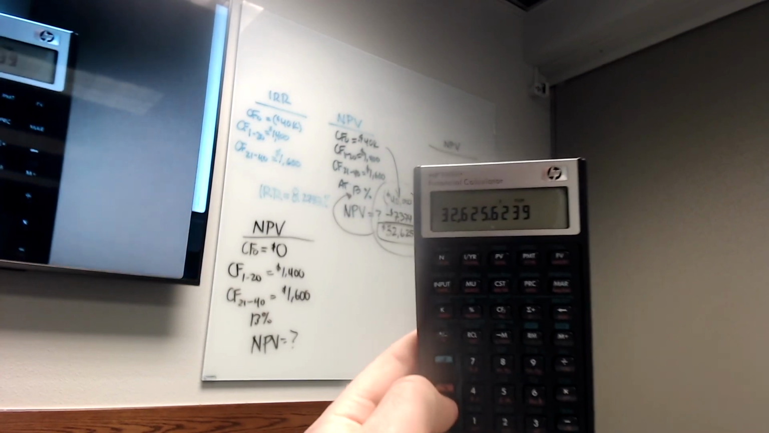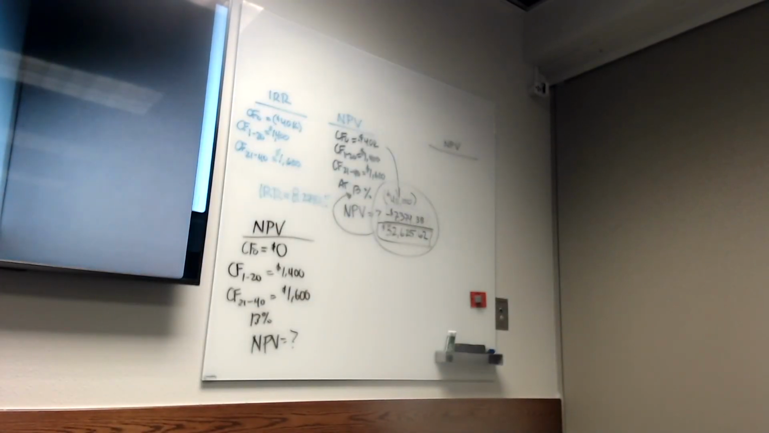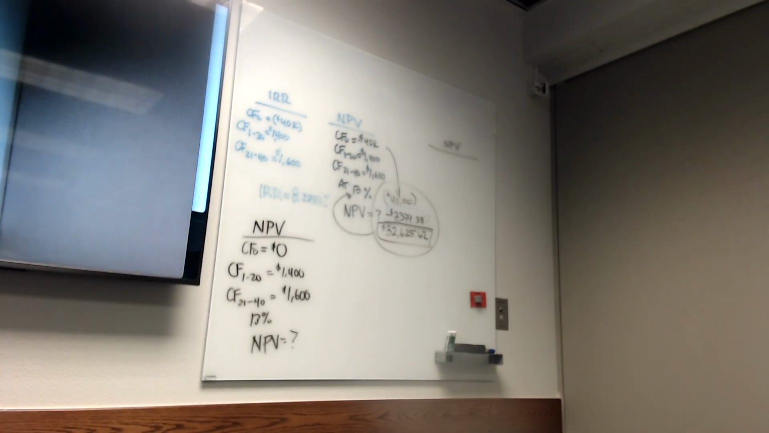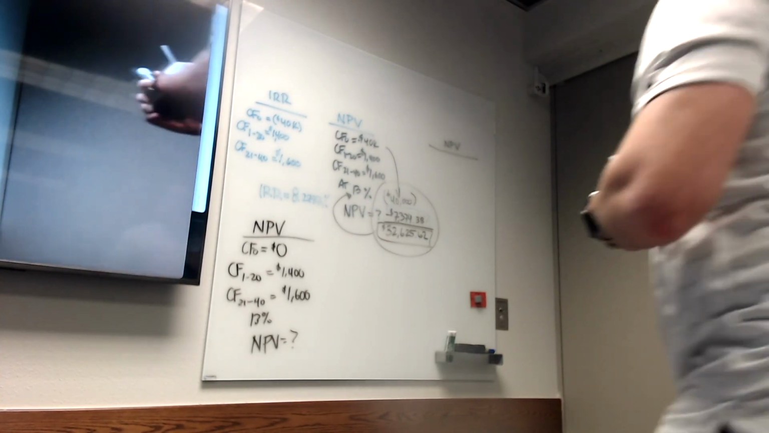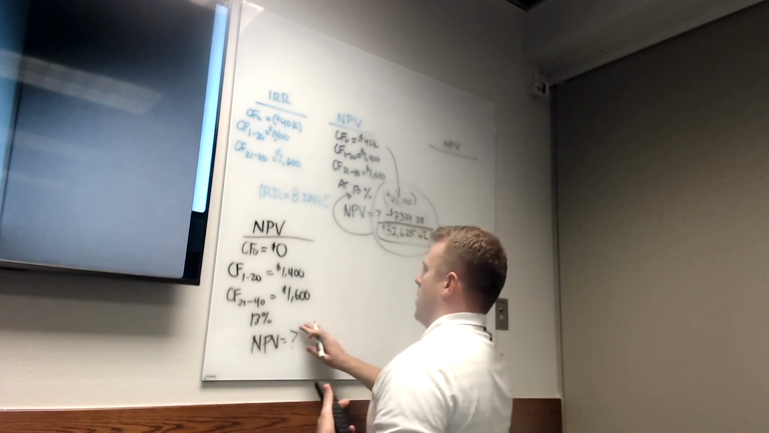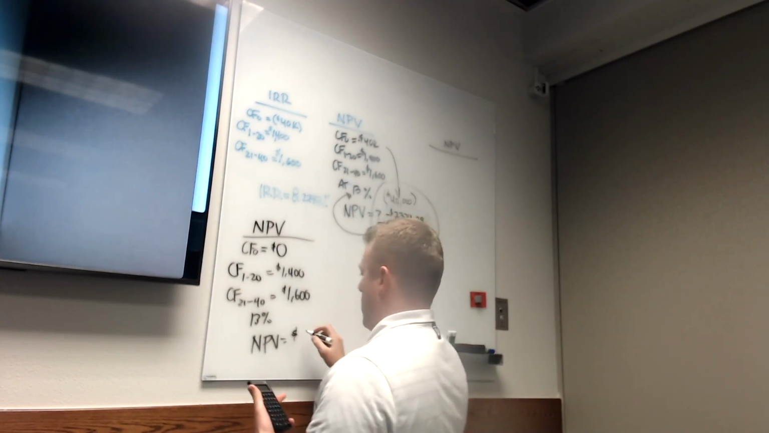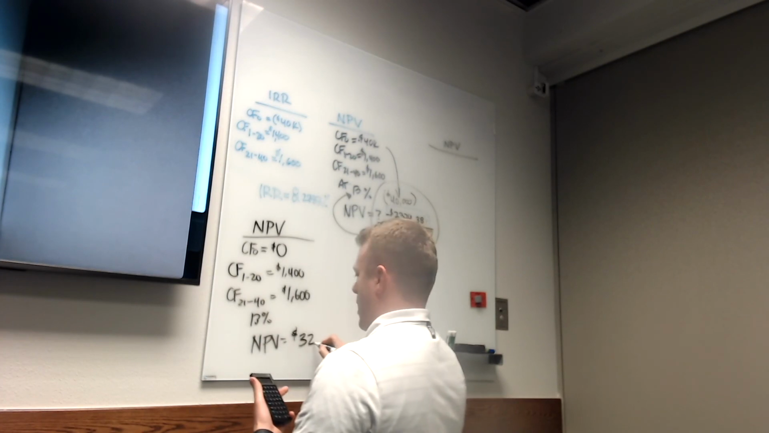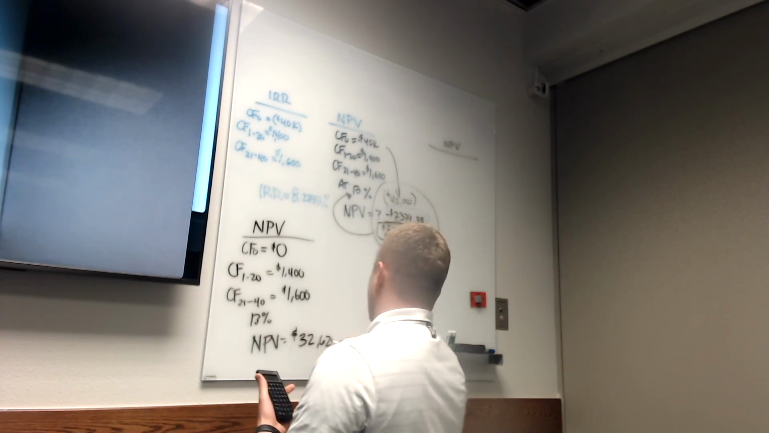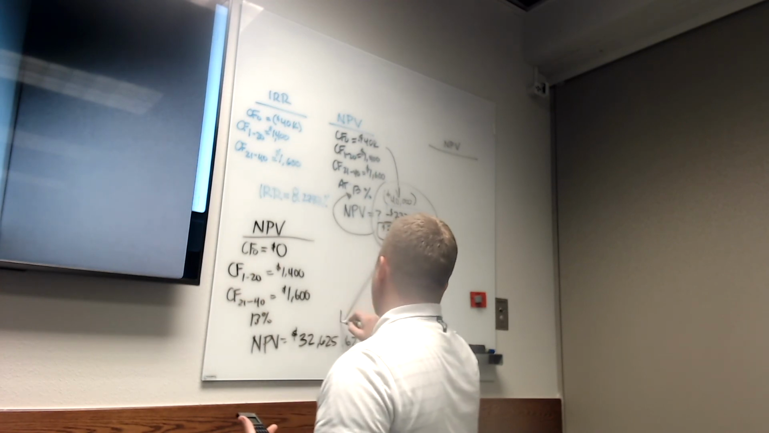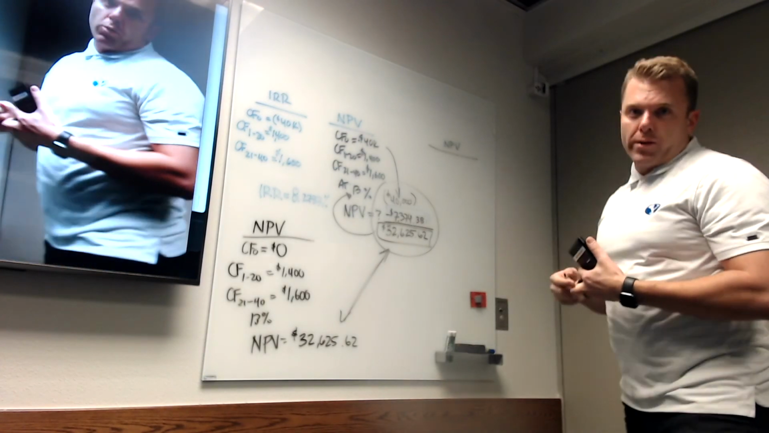See how they equal the same? Two ways about doing the same problem, and I didn't have a chance to describe that, so thus the video. 32,625.62. So basically we have the same answer, but we went about it two different ways. Okay?